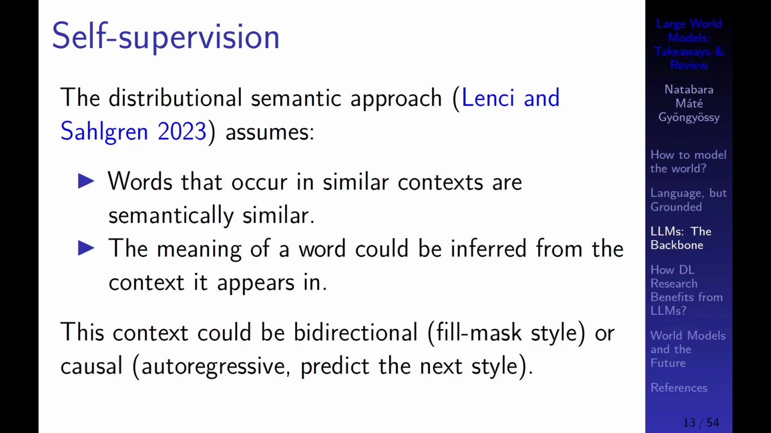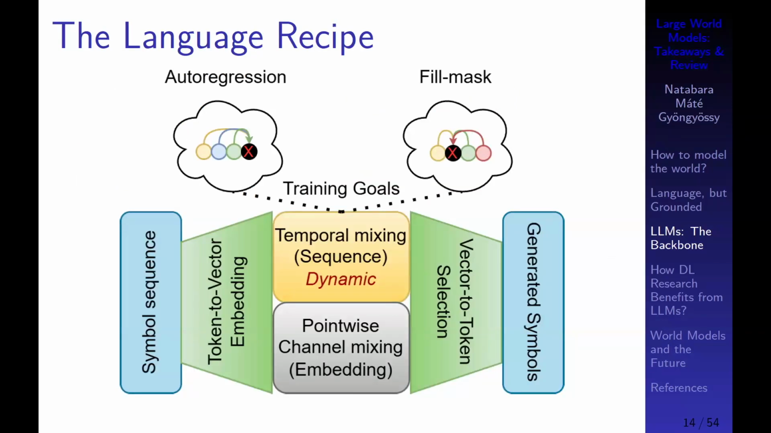And self-supervision is also really important. We are using this distributional semantics approach, where we say that words that occur in a similar context are semantically similar. It's kind of true even for the Hungarian language. And the meaning of a word could be inferred from the context it appears in. There are two ways of modeling. One is the bidirectional or BERT-style modeling, which Balázs also highlighted. Here we can get future word information into our representation. The other one is the causal version, where we are moving to the autoregressive, predict-the-next-token, GPT-like modeling, where you basically mask the last token all the time. So this is the language model recipe all in all.